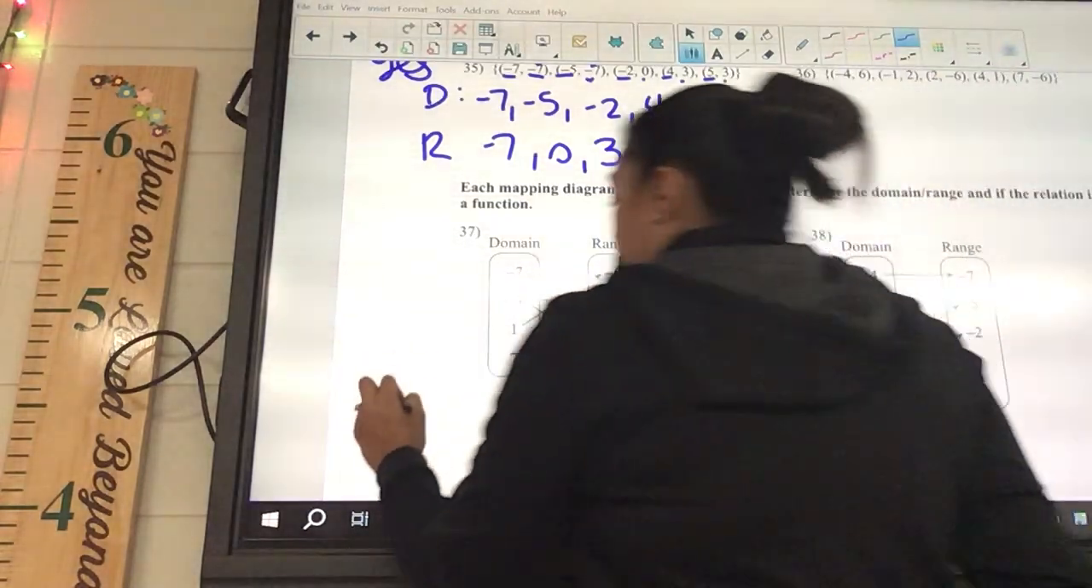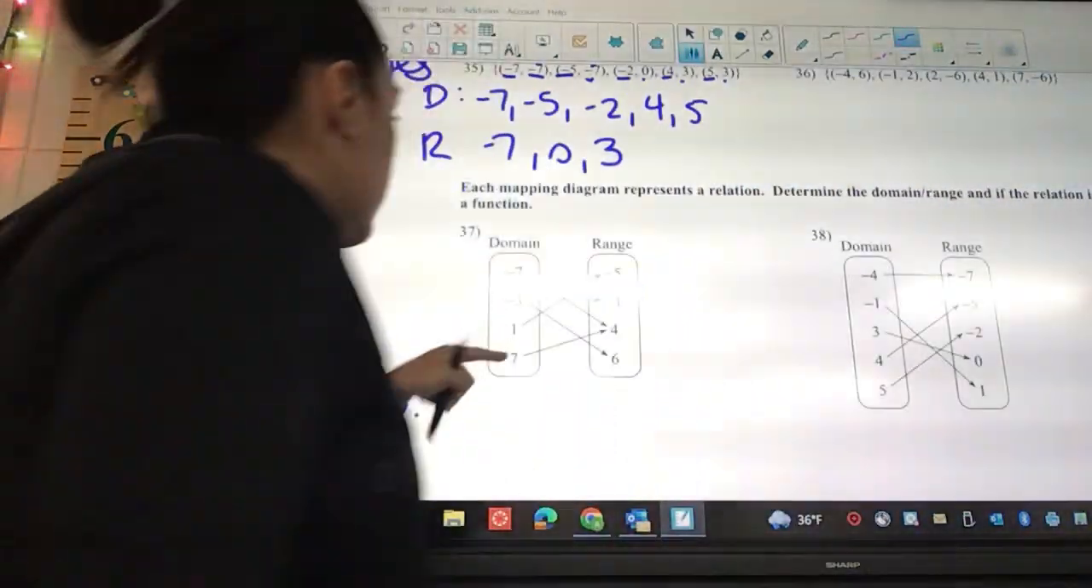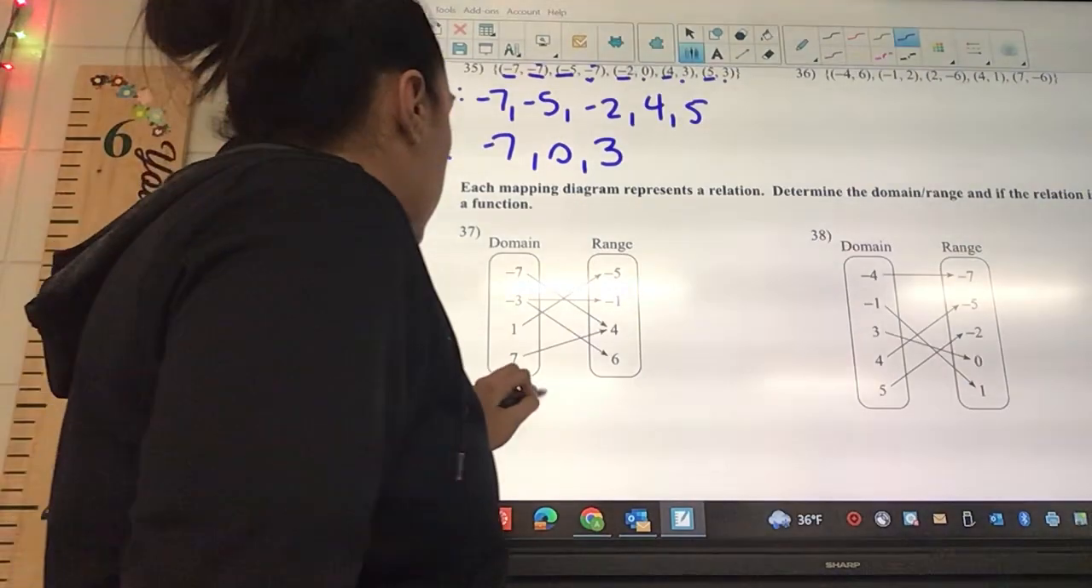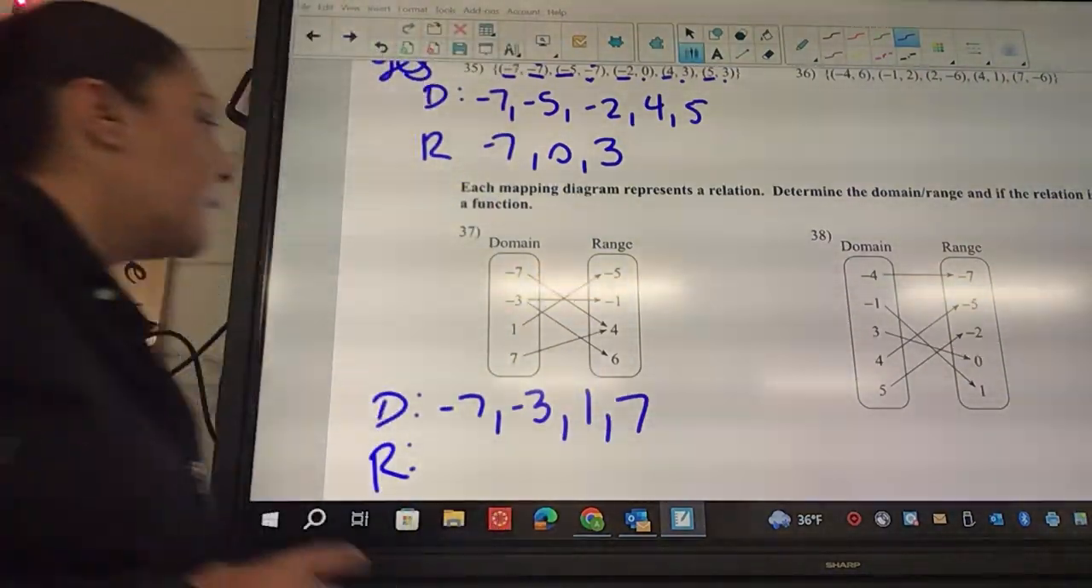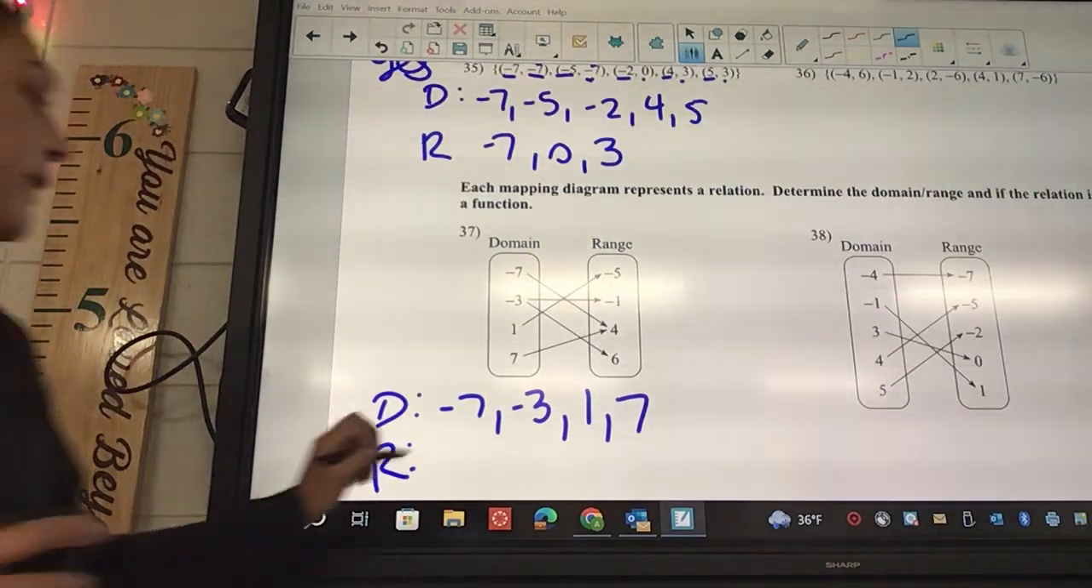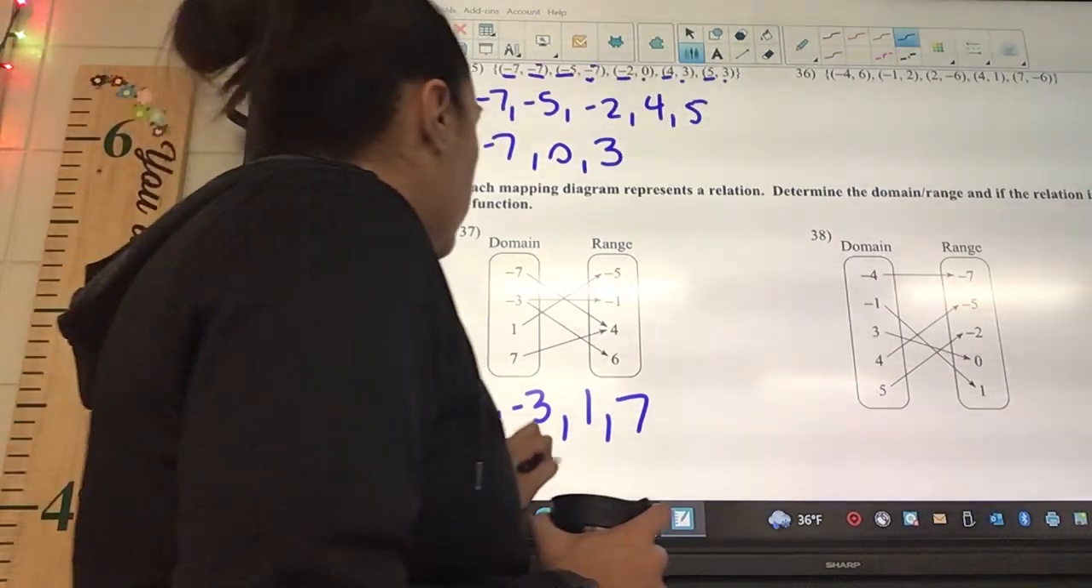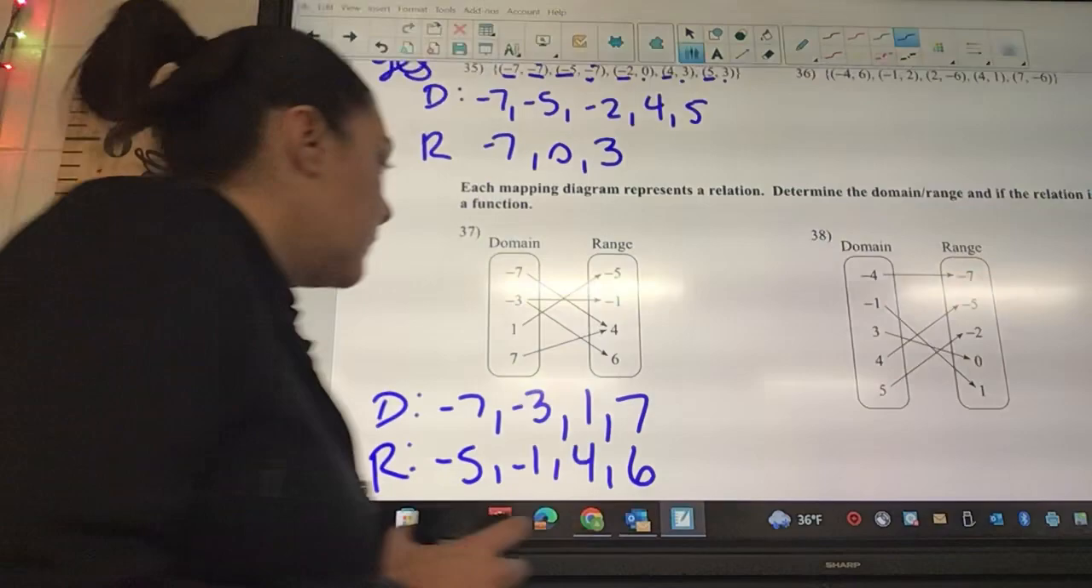Okay, 37, the domain. Same thing. We're just going to read it this way. It's -7, -3, 1, and 7. The range is going to be -5, -1, 4, and 6.